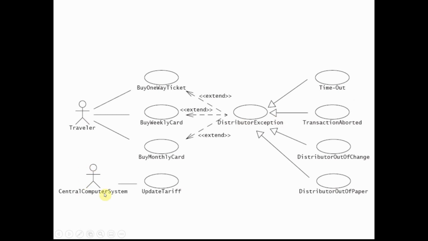And the central computer system will interact with update tariff. Of course, from here you will see that the traveler cannot update the database. Only the central computer system can update the price of the ticket, for example.